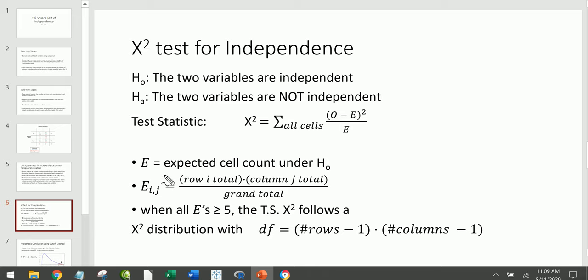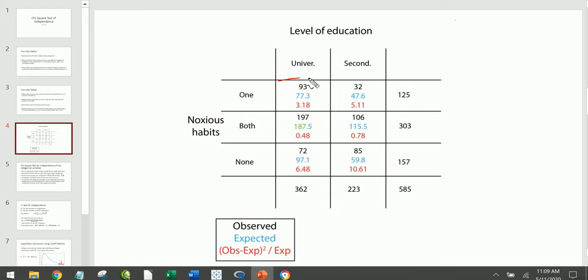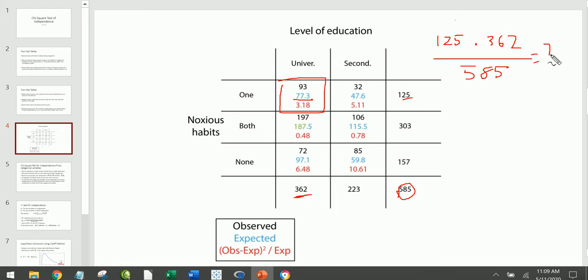Now, the expected cell counts, how do you arrive at them? For each cell, cell by cell, you take the row total and multiply it by the column total, divided by the grand total. Let's jump back to our data set and stick with this one cell. How do we arrive at 77.3? We take the row total and multiply it by the column total. Notice the row total is for the cell we're talking about, and the column total is for the cell we're talking about, over the grand total. The grand total is not going to change. If you compute this quick side calculation, you get 77.3. That's how we arrive at this number.